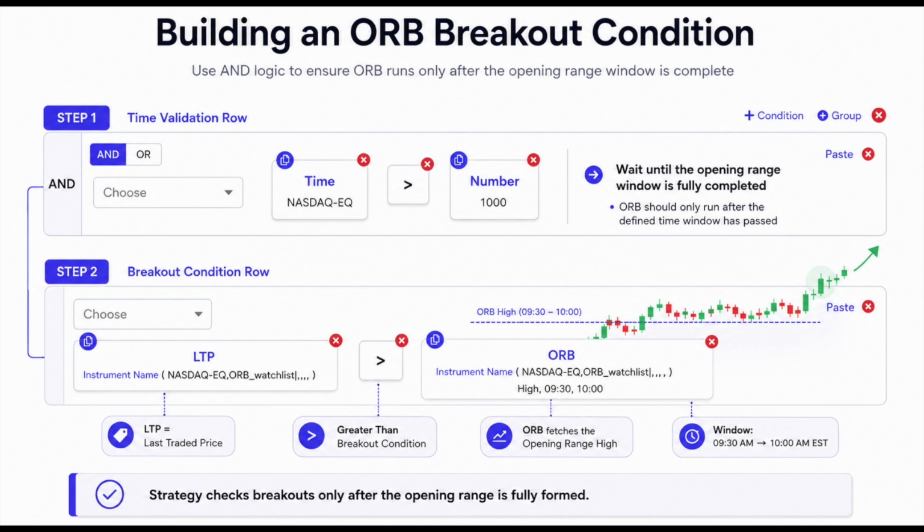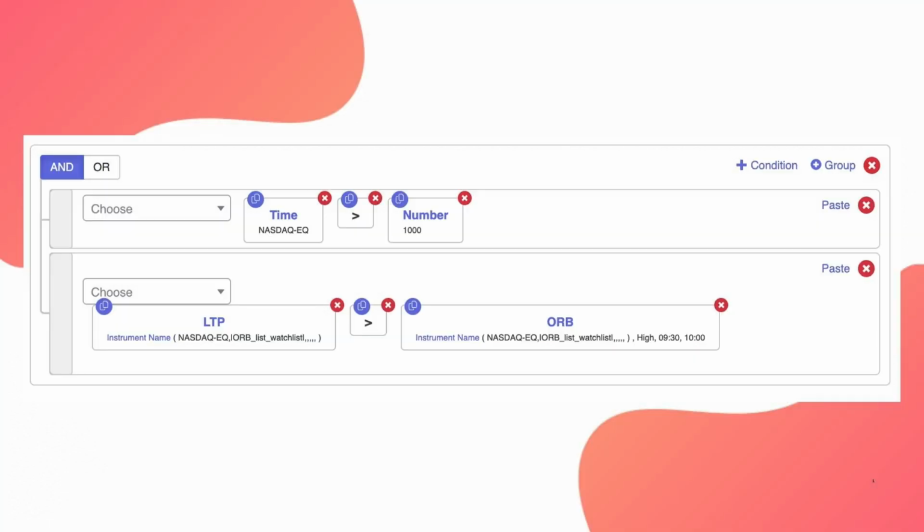Eastern Time. So the full condition reads, time is greater than 10 a.m. and last traded price is greater than the opening range high. Two rows, both connected with AND. Row 1 is the time gate. Row 2 is the price breakout above the range high.